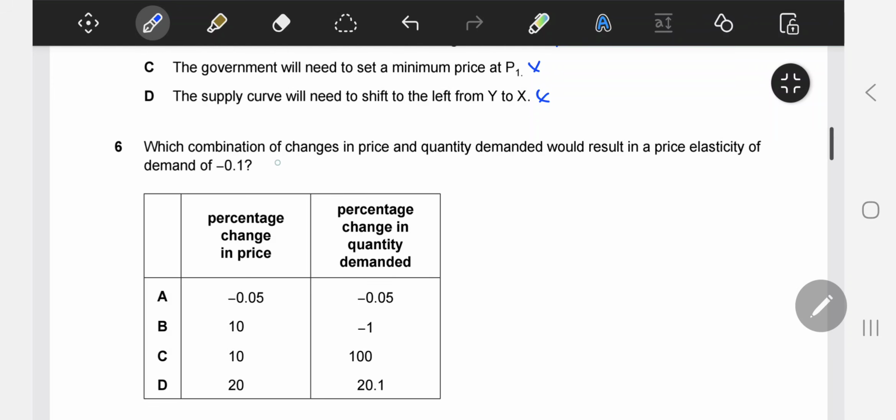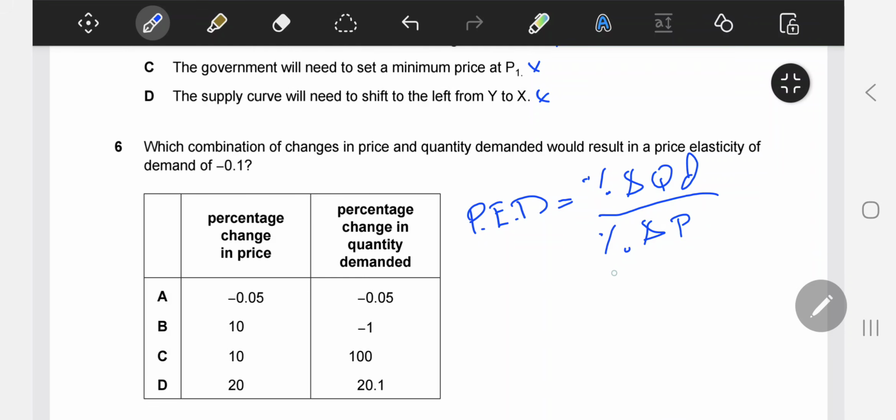Which combination of changes in price and quantity demanded would result in a price elasticity of demand of minus 0.1? This one is very simple. PED is the percentage change in quantity demanded divided by the percentage change in price. If you start with the first option, it's going to end up being positive, so we forget about that.